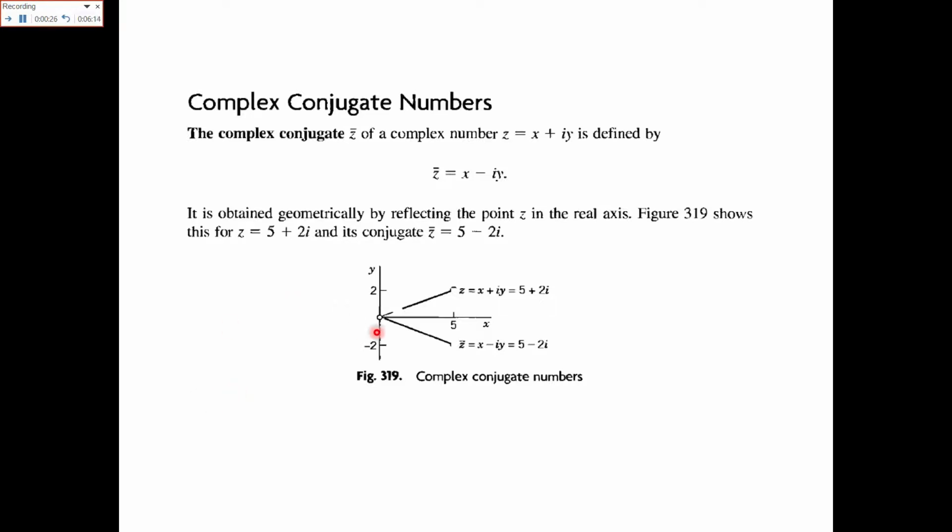Here in this graph you can clearly see how a number and its conjugate are related to each other. They are basically the same in the real part and the imaginary part, but only with a negative sign. Here the number is 5 plus 2 iota, and here the number is 5 minus 2 iota. So they are basically the reciprocal of each other.